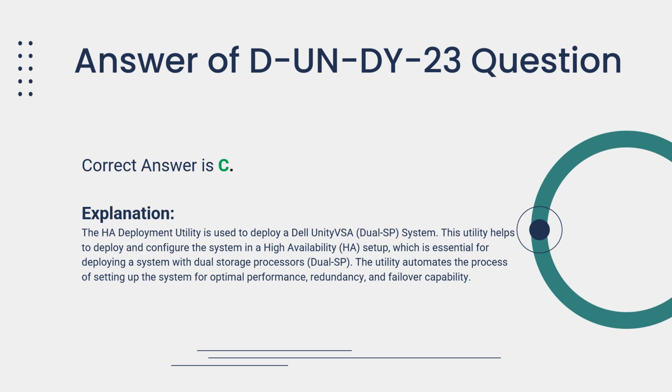Explanation. The HA deployment utility is used to deploy a Dell UnityVSA dual SP system. This utility helps to deploy and configure the system in a high availability, HA, setup, which is essential for deploying a system with dual storage processors, dual SP. The utility automates the process of setting up the system for optimal performance, redundancy, and failover capability.